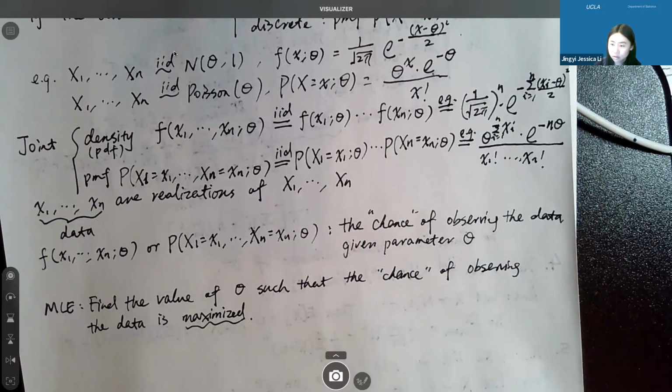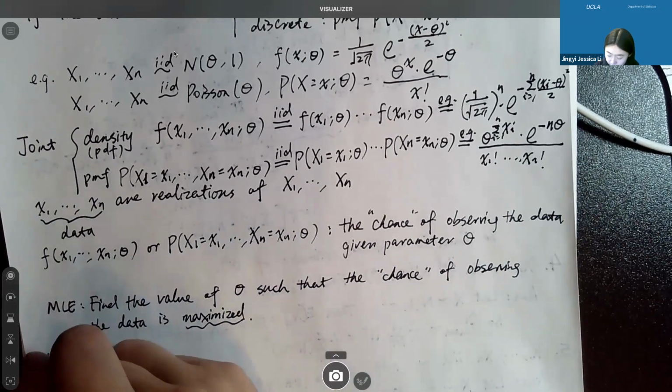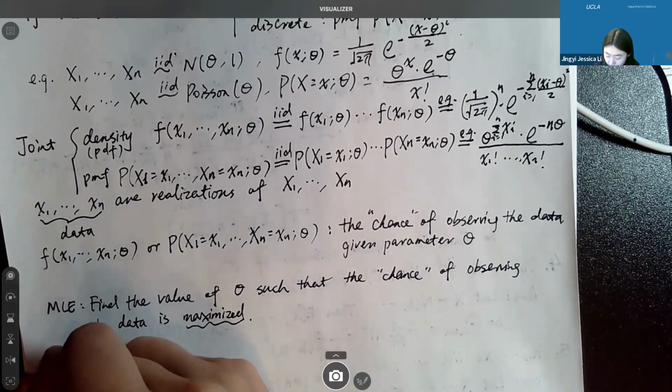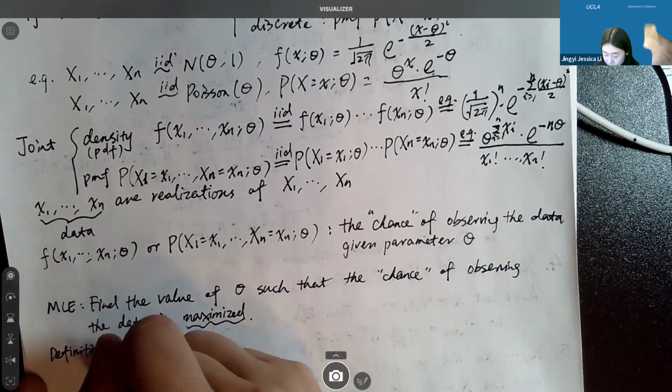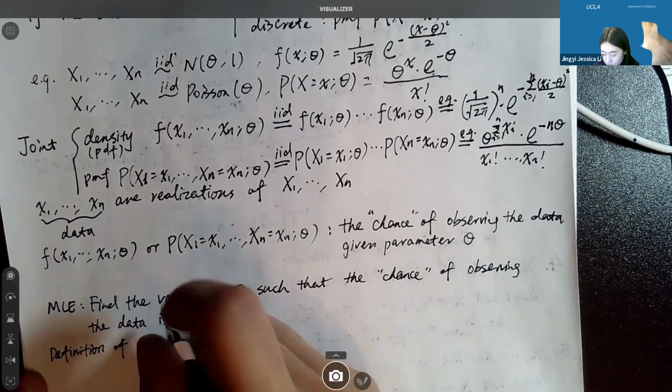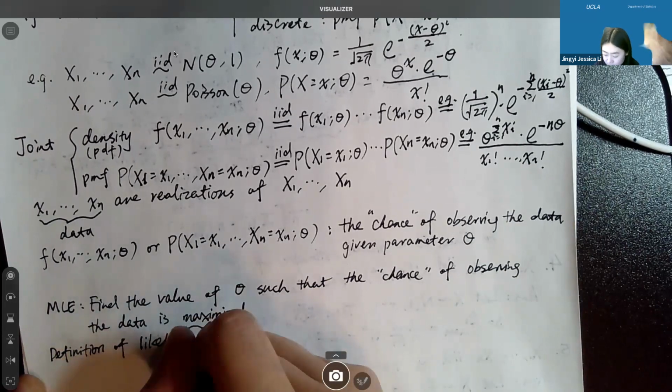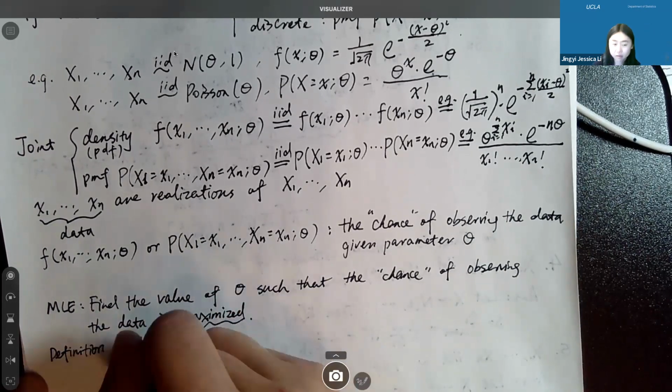Okay, so if there are no more questions, here comes our definition of likelihood, which is perhaps the most important concept in mathematical statistics.